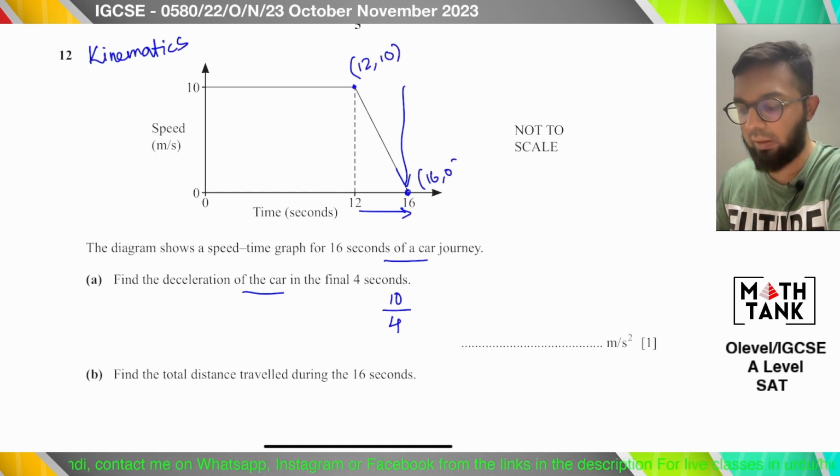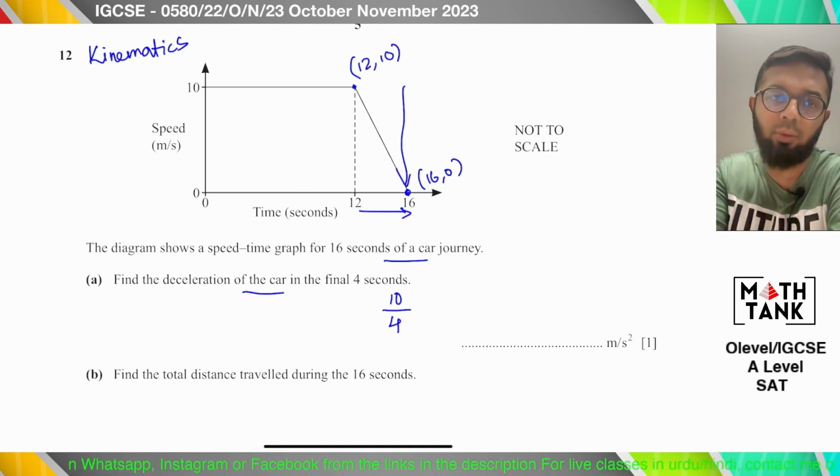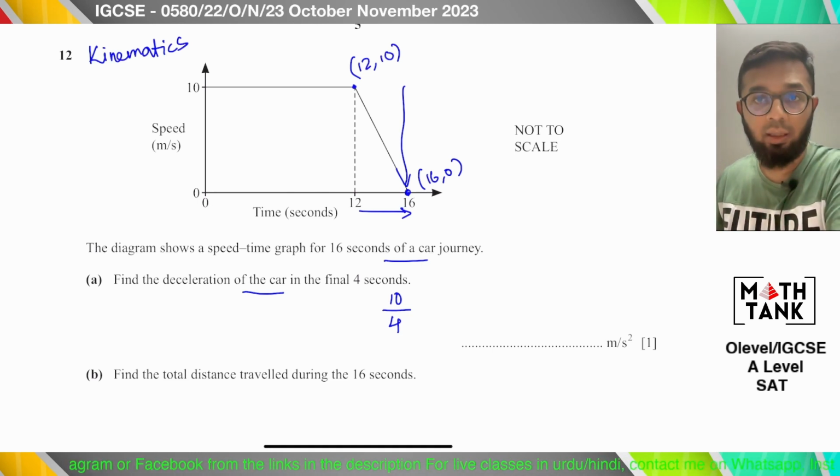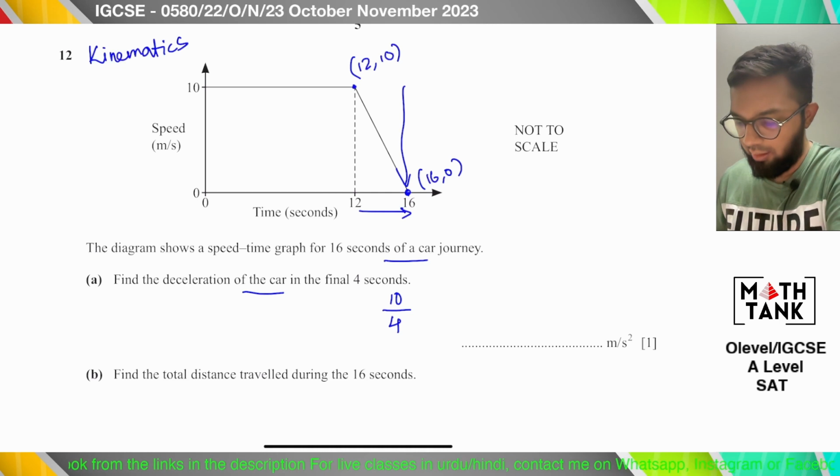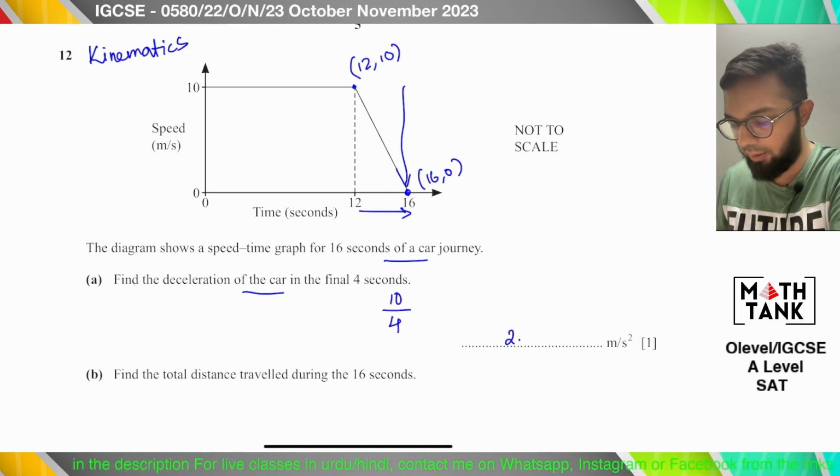In that case, the answer will come out as negative. I'm going to turn that into a positive because the question is asking about a deceleration. So 10 over 4 gives me 2.5. So that's my final answer.